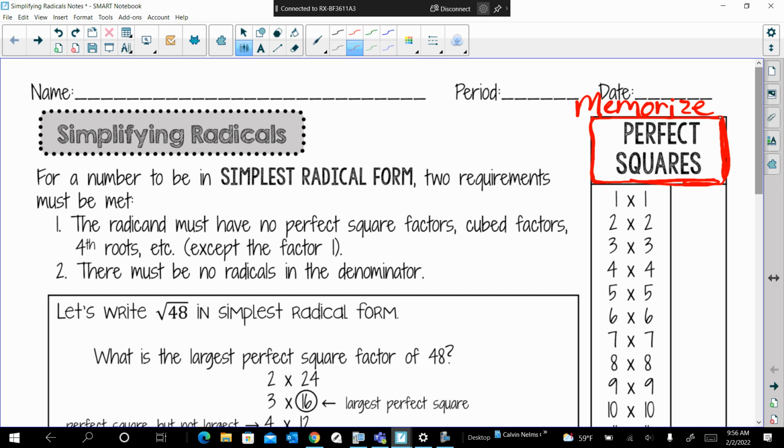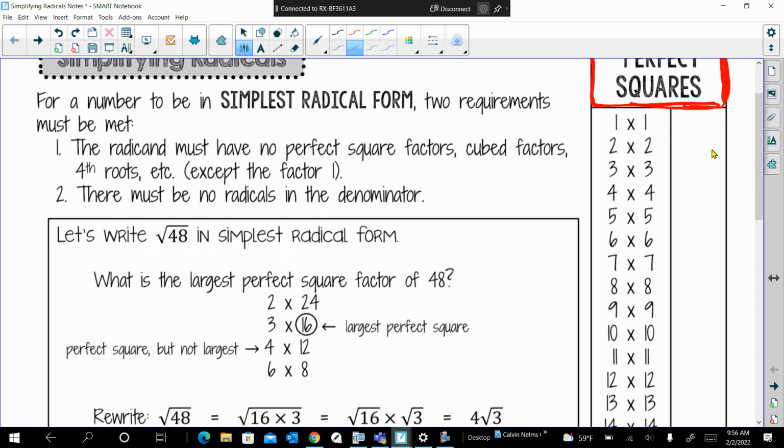This is the sheet I gave you when you walked in. Does anyone have the sheet? Okay, so a perfect square is basically a number whose factors are itself. So if I do 1 times 1, 1 is a perfect square. 4 is a perfect square because its factors are 2 and 2. Some of you are already familiar with these numbers: 9, 16, 25, 36. So these numbers in this column are what you have to memorize.